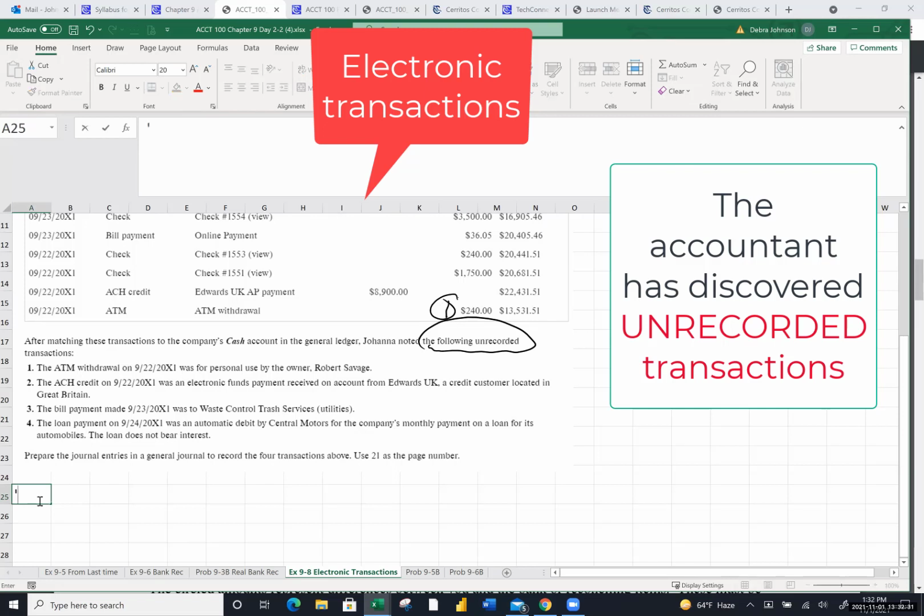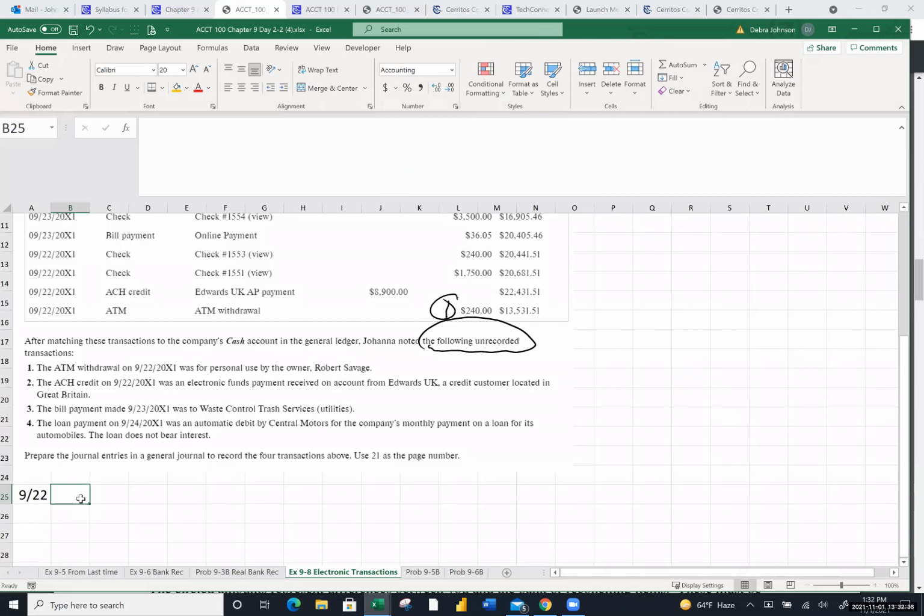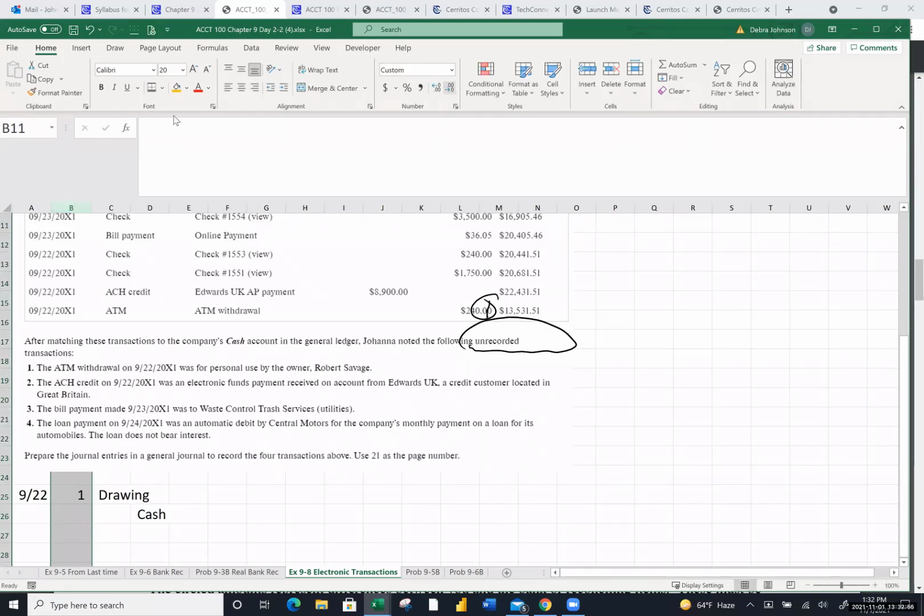Okay, well, she would give it a date of 9/22. What account do you use when the owner takes out money for personal use? You use the drawing account. So that would be a debit to drawing and a credit to cash. I'm going to put a column in here so I can go put the number 1. Let me put a little red number 1. And that would be for the $240, I think it was.